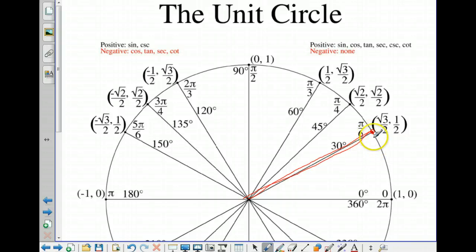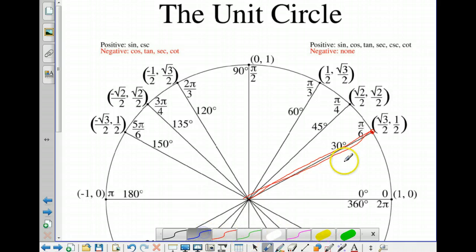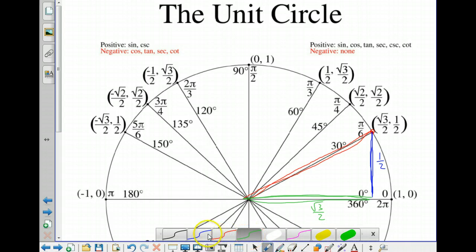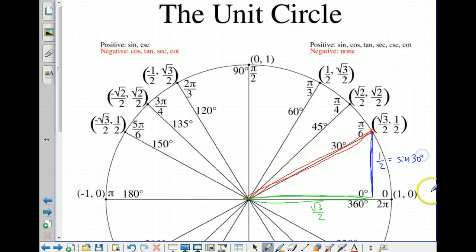I have two values that this unit circle helps me find. I have the height, 1/2, and I have the base here, which is square root of 3 over 2. Which one of these is sine? 1/2. Okay, so sine of 30. So 1/2 equals sine of 30 degrees.